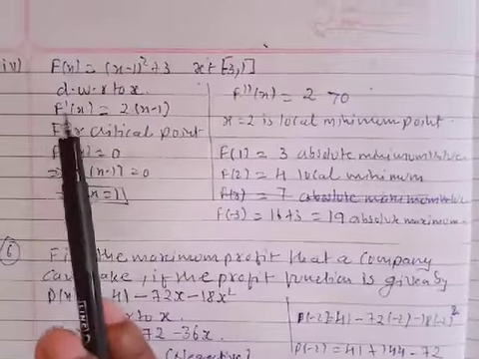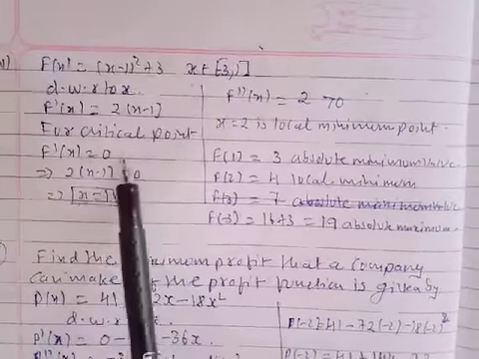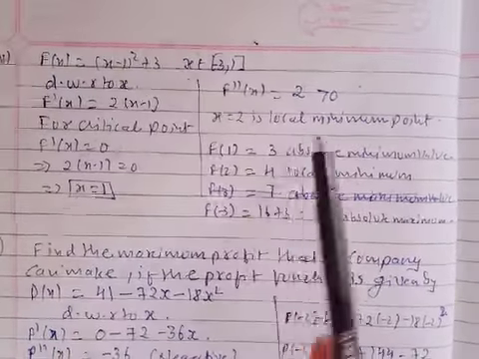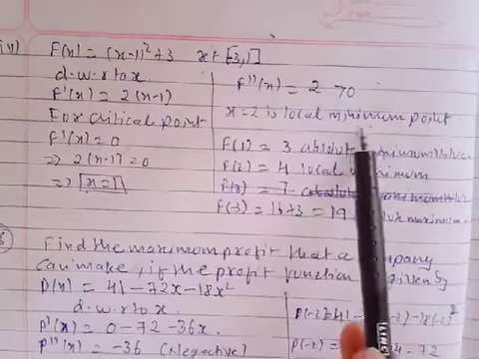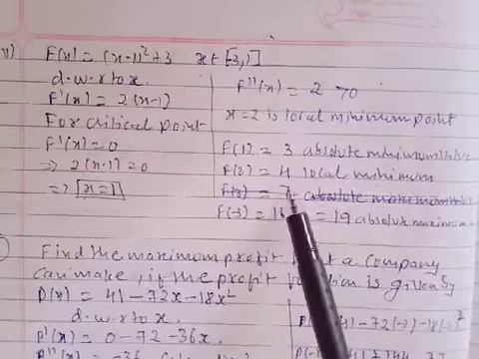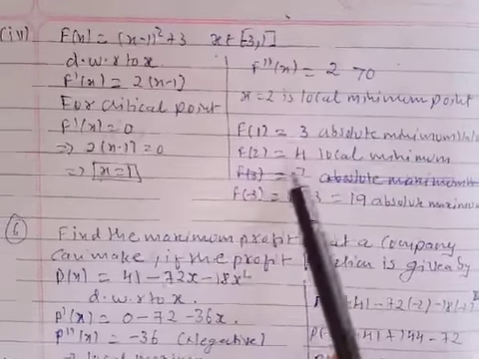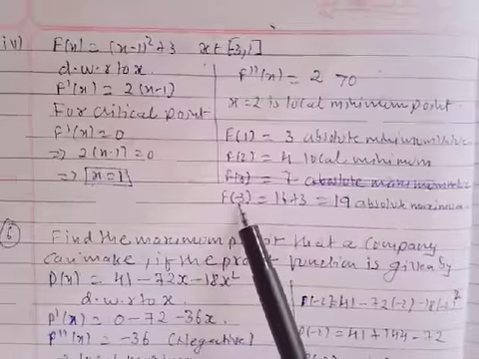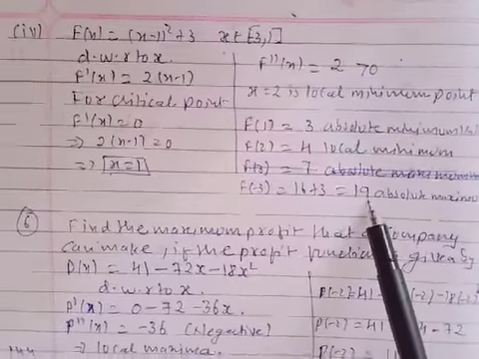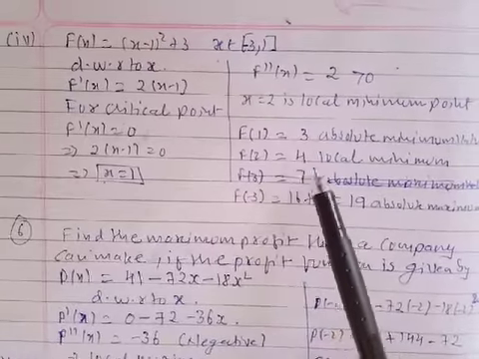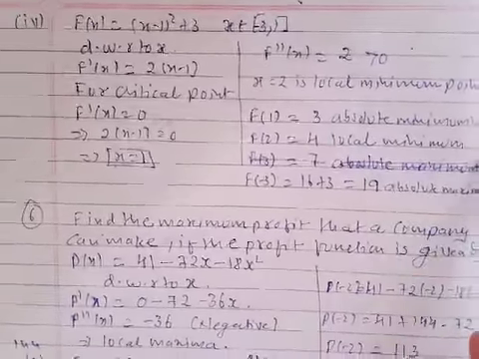If you take the derivative, f dash of x is 2(x minus 1). For the critical point you equate to 0, so x is equal to 1. F double dash is greater than 0, so it becomes a local minimum point. F of 1 is 3. F of 2 is 4. F of minus 3 will get 19. So 3 is less than 4 and 19, so it becomes the absolute minimum value.